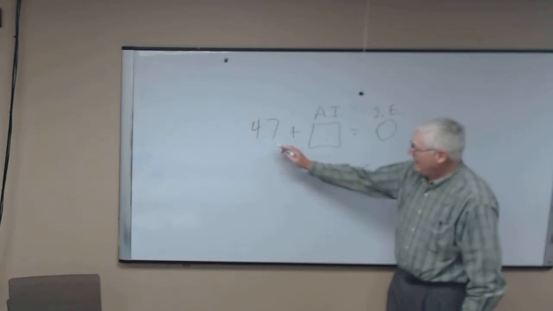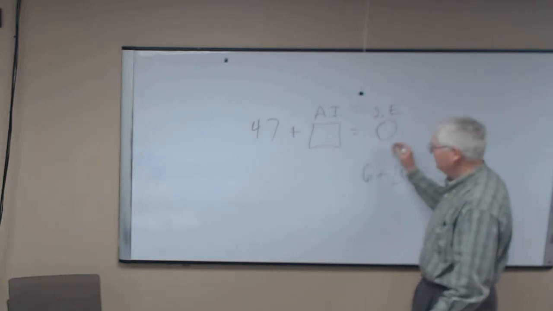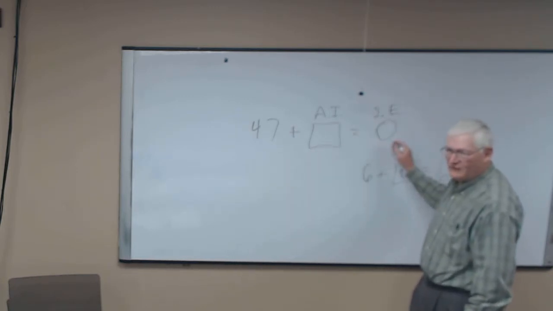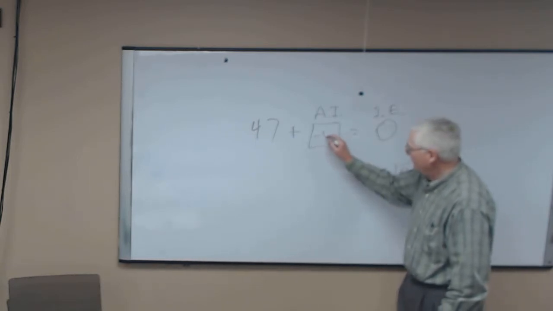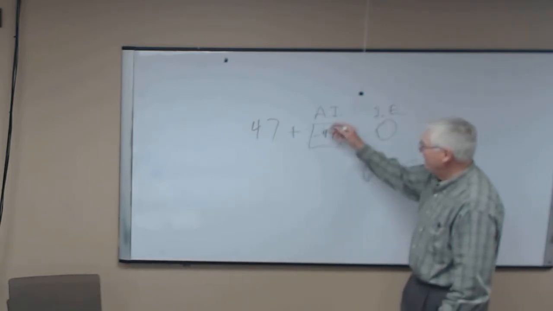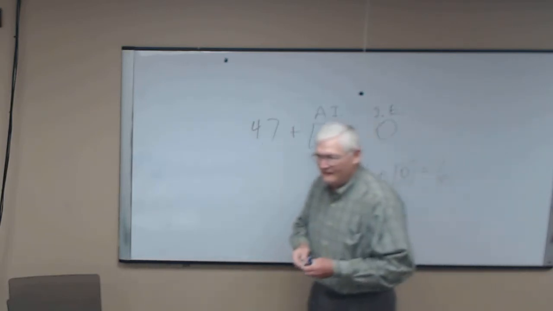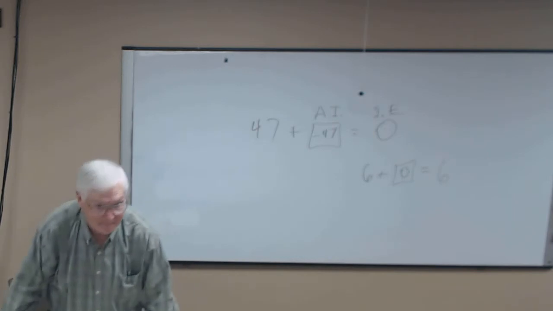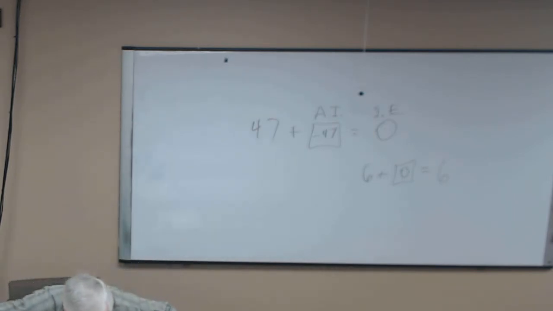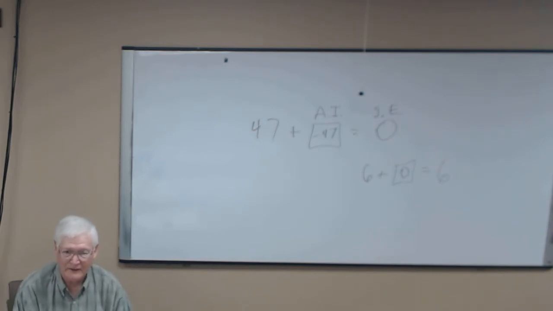So what number can I add to 47 to get 0 for an answer? Negative 47. So the additive inverse of 47 is negative 47. You got that? So number 8, what's the additive inverse of negative 1,492? 1,492. Okay?